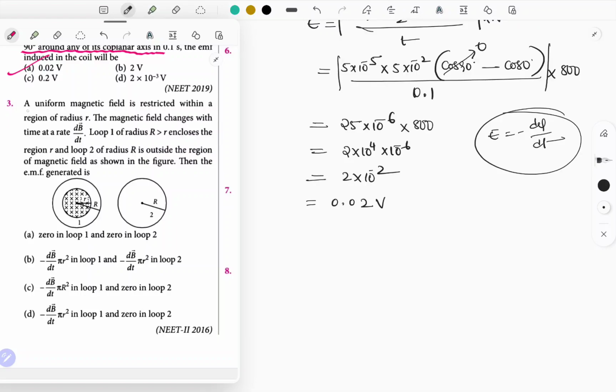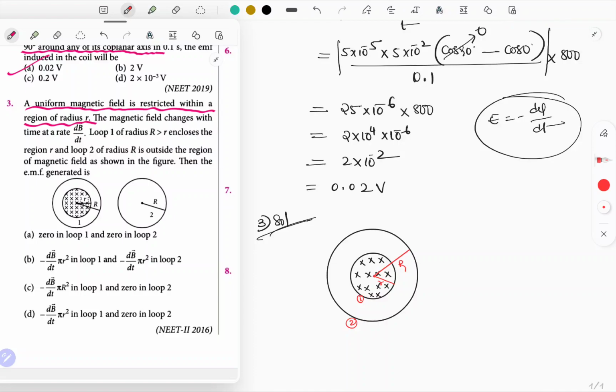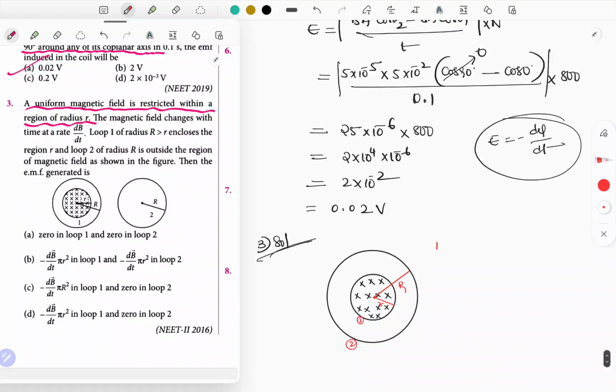Observe question number 3. A uniform magnetic field is restricted within the region of radius smaller. Observe the diagram. We have two different loops, loop 1 and loop 2. Loop 1 is enclosed by a magnetic field, so loop 2 is outside of that enclosed area. This magnetic field is linking with only area 1, not with area 2, not with loop 2. That's the meaning over there. Then what is the question they're asking?